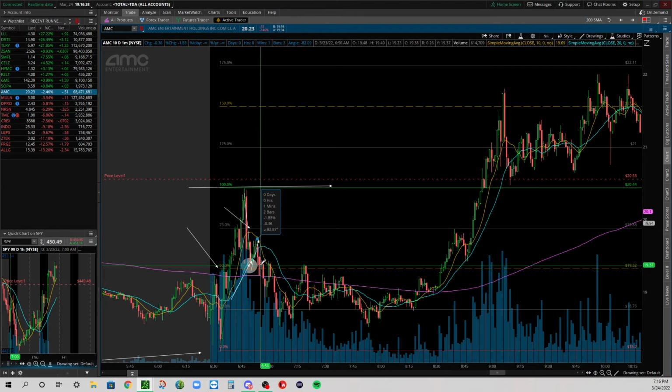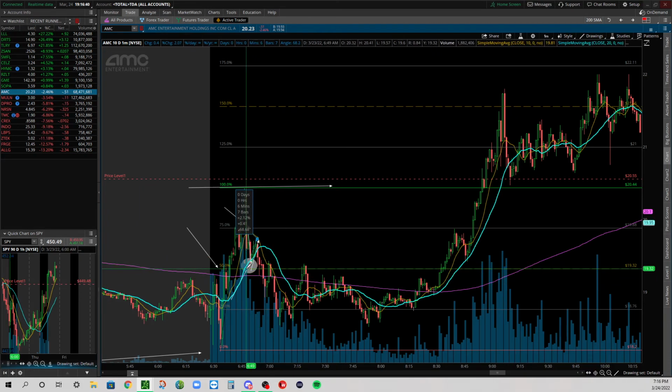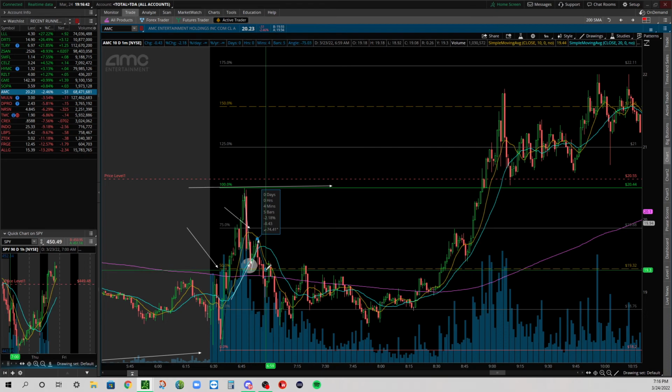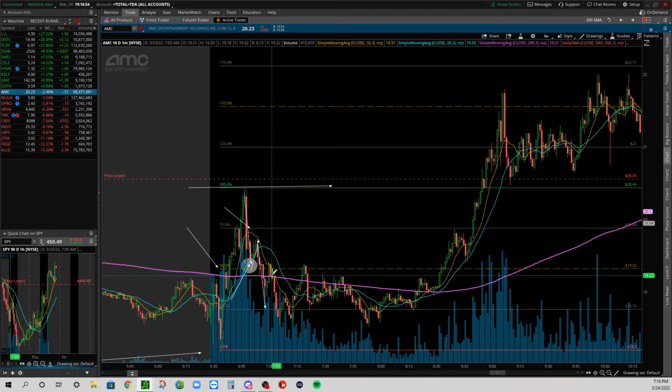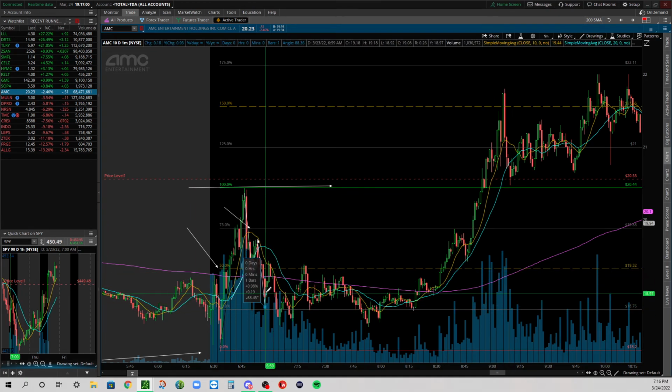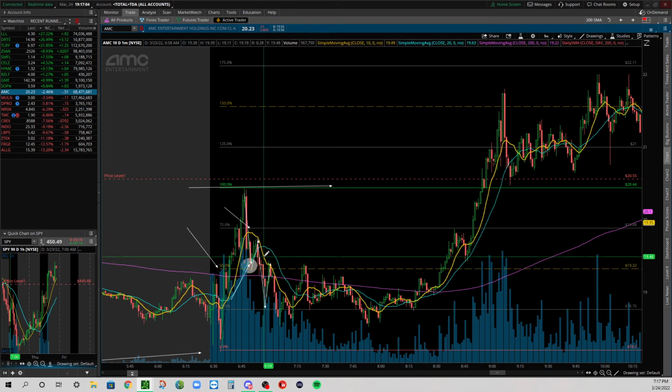And of course, the 50 SMA has already been tested once. The second time or the third time is weaker, so likely it breaks through. In this case, it did break through. Okay, and what you want to do is aim for the next target, which is this line. Sometimes it gets there, sometimes it doesn't, but the probability of getting there is pretty high. And then for another potential dip buy, and then into the 10 and 20 SMAs.